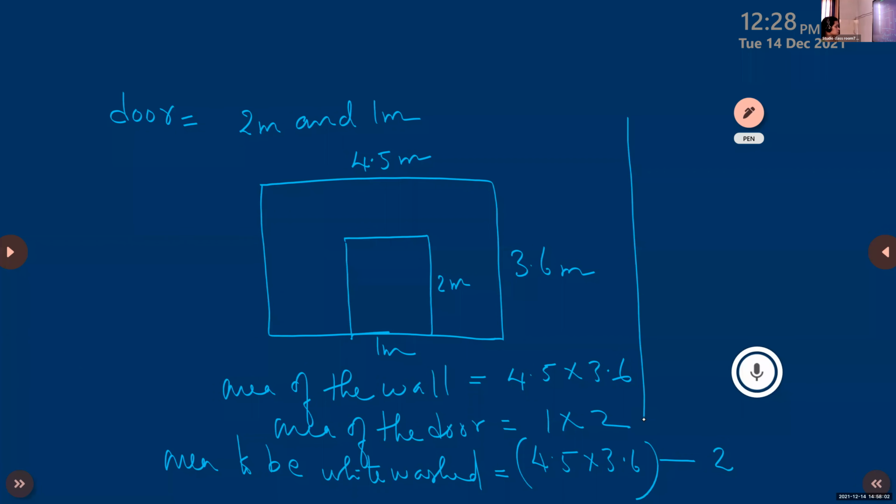Area to be whitewashed is what? Full area of the wall minus area of the door. So you will get the area to be whitewashed. That area for 1 meter square is 20 rupees. So for that much area, how many rupees you have to find out. So do it as homework. Okay, it's easy for you.